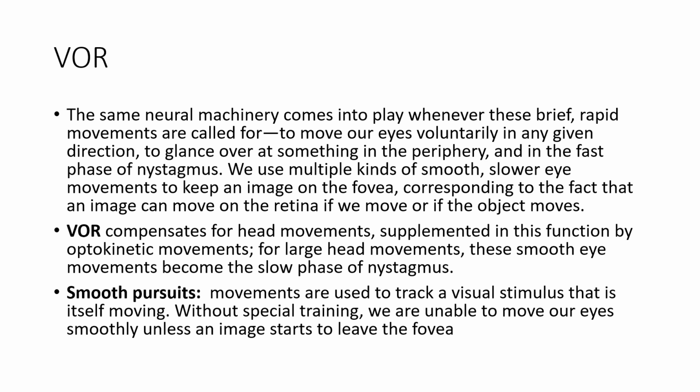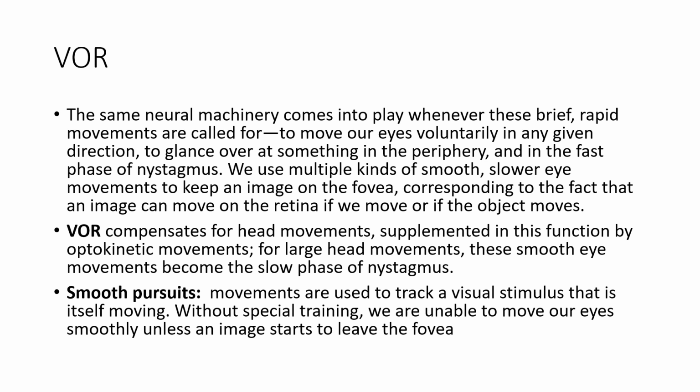The VOR, or the vestibulo-ocular reflex, compensates for head movements, supplemented in this function by OPK movements for large head movements. These smooth eye movements become the slow phase of nystagmus. Smooth pursuit movements are used to track a visual stimulus that is itself moving. Without special training, we are unable to move our eyes smoothly unless an image starts to leave the fovea.